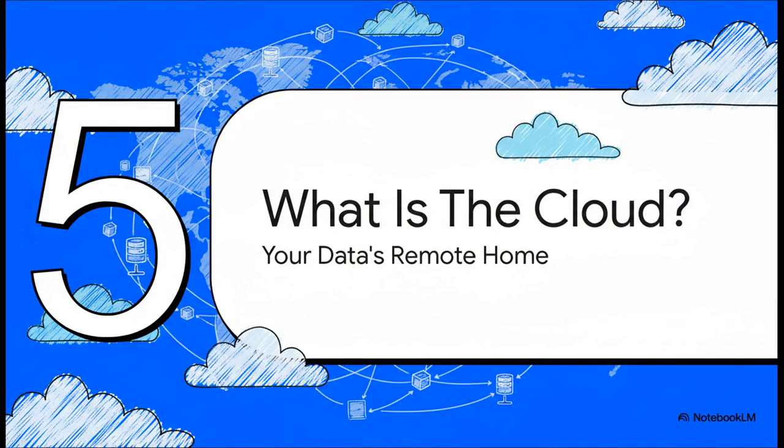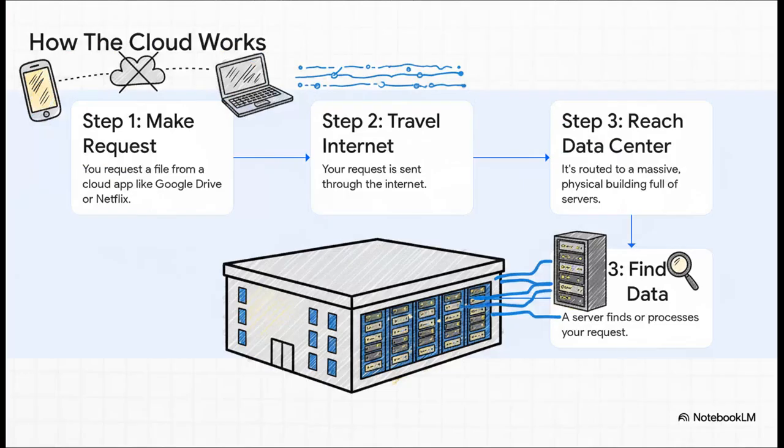Okay, for our final stop on this tour, let's tackle one of the biggest buzzwords out there, the cloud. What is this thing? Where is this magical place everyone's talking about? So here's the big secret. The cloud isn't up in the sky at all. It's on the ground. It's inside these massive windowless buildings called data centers, and they are packed with tens of thousands of super powerful computers. So when you stream a movie on Netflix or open a Google Doc, all you're doing is sending a request over the internet to one of those computers in one of those buildings.